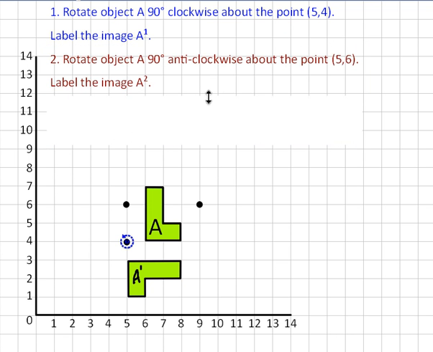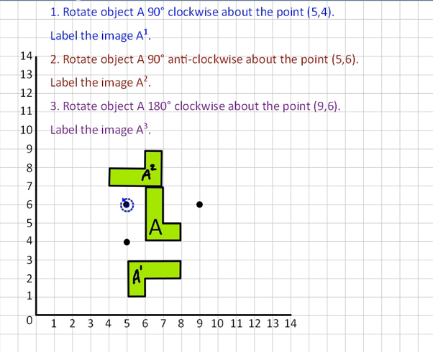Now rotate the object A 90 degrees anti-clockwise about the point 5,6. Okay, that's there. And it says to rotate it 90 degrees anti-clockwise. Okay, 90 degrees anti-clockwise, that would be this way. So A2 is there. And then finally, it says rotate object A 180 degrees clockwise about the point 9,6.